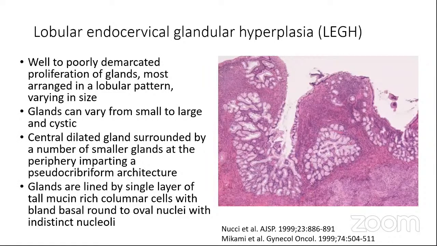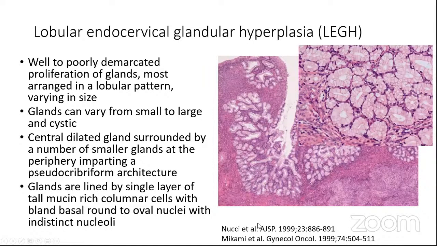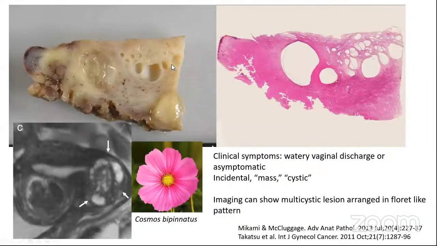So lobular endocervical glandular hyperplasia, here's a nice colorful picture. You can see this central big dilated duct-like gland and a lobular proliferation of glands around the periphery. And if you look at them on high power, they kind of resemble gastric type glands. And if you look here, you can see grossly, they often have these big cystic Nabothian cyst-like glands along the periphery. And on imaging, what you see here, here's the corpus, here's the endometrial lining, and here's LEGH in the cervix. And the authors of this particular paper called it the cosmos pattern because it resembles this Cosmos bipinnatus flower.